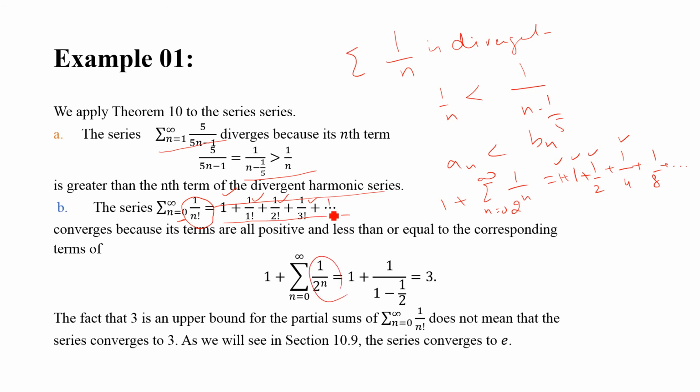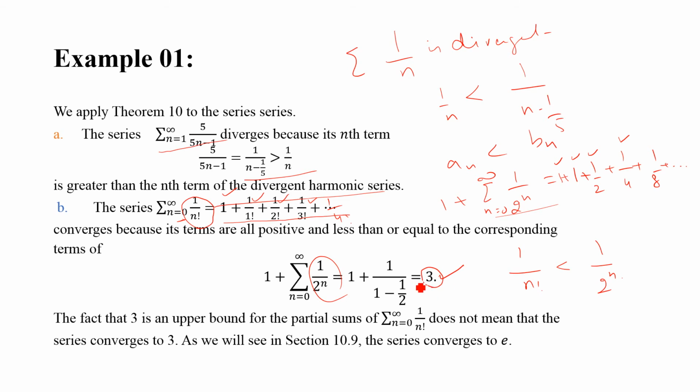For the next term, 1 over 4 factorial, that is 1 over 24, is less than 1 over 8, and so on. You can see that 1 over n factorial is less than 1 over 2 to the power n for all n. So what we did, we found the sum of this series. Because this is a geometric series, we can find the sum, and its common ratio is less than 1. So this is convergent, right? And the sum of this series is 3.